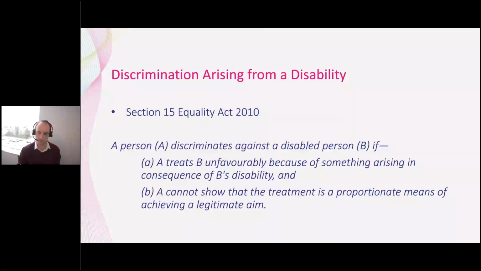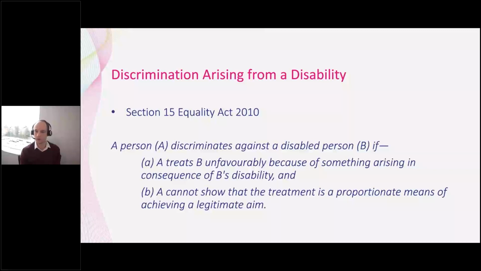So we ended up with section 15. It is technically discrimination arising in consequence of disability, a very long title. You will hear lawyers refer to it as a section 15 claim, again, because it's quicker. This is lifted from the Equality Act: a person discriminates against a disabled person, so it must be a disabled individual personally who is affected, if they are treated unfavourably because of something arising in consequence of the disability, and the employer can't show that justification defence that we were just talking about.